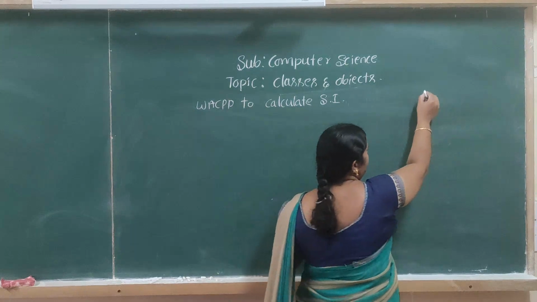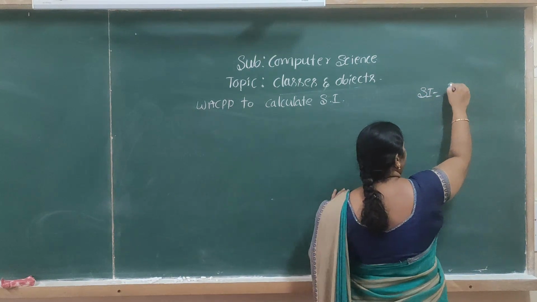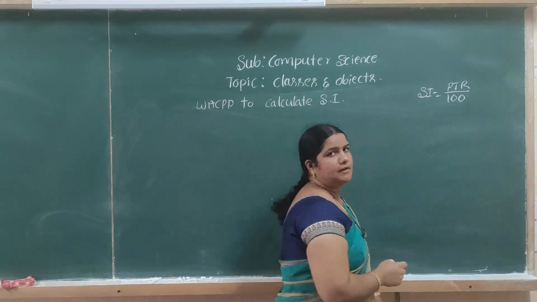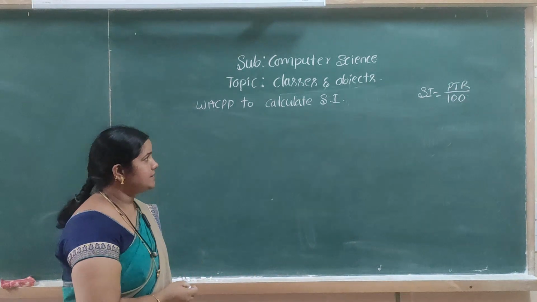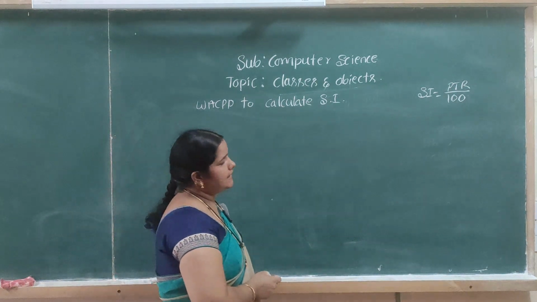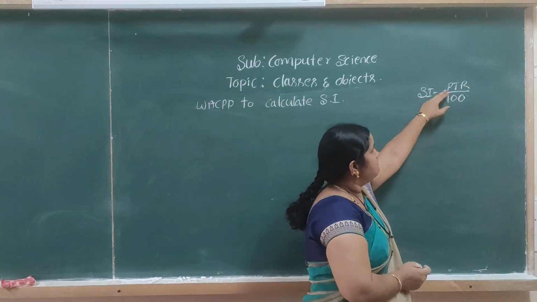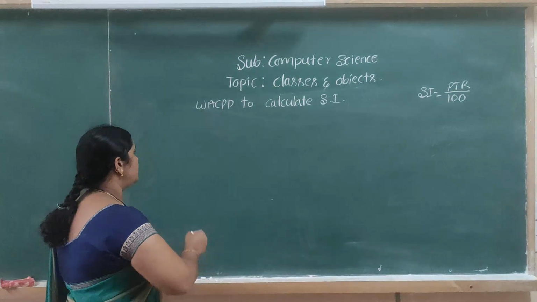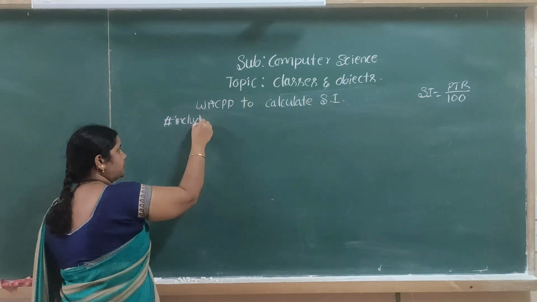SI will indicate the simple interest. The equation will be PTR divided by 100. This is the equation we use for calculating the simple interest. In this equation there are four data members: SI, P, T, R. These are the data members. We have to write a C++ program.